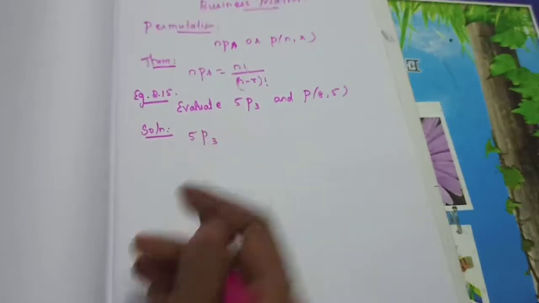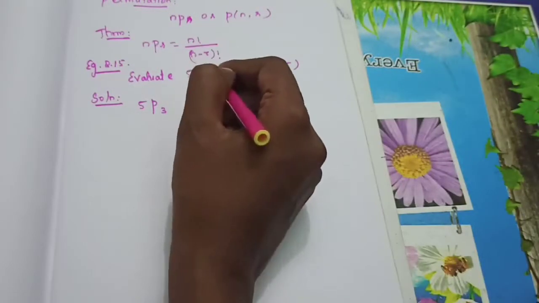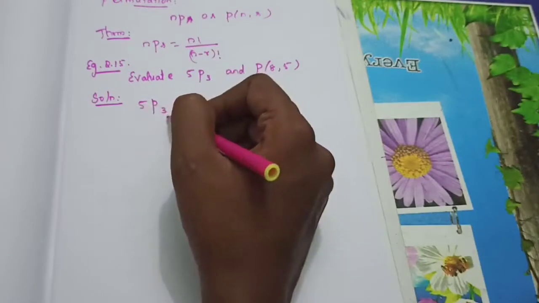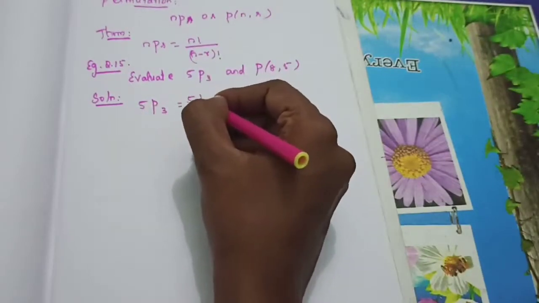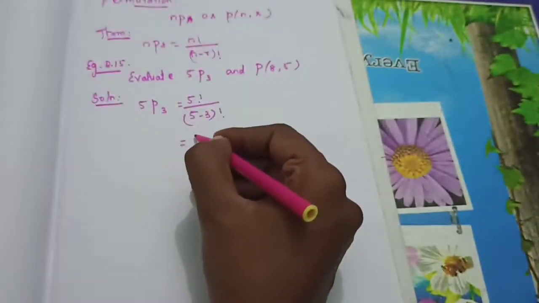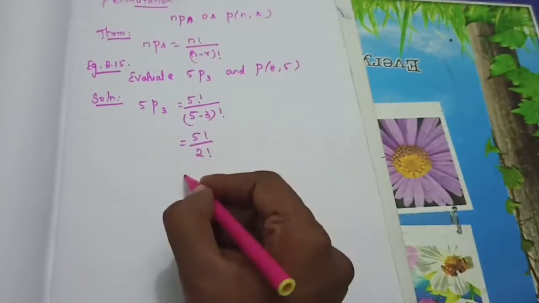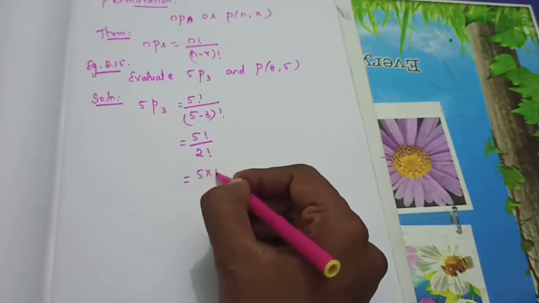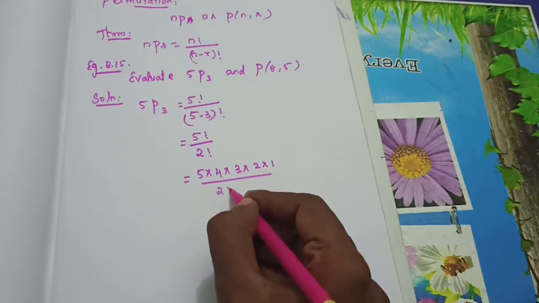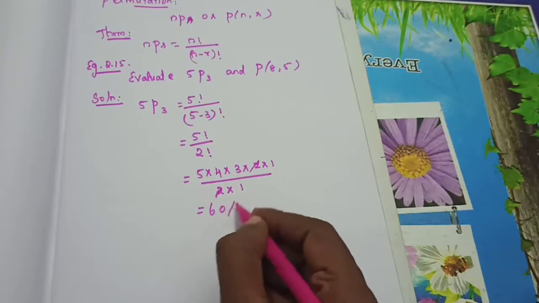First, shall we find 5P3? What's the formula for nPr? n factorial divided by (n minus r) the whole factorial. Here what's the n value? 5. r is 3. Substituting, 5 factorial divided by (5 minus 3) whole factorial, that equals 5 factorial divided by 2 factorial. How will you write 5 factorial? 5 into 4 into 3 into 2 into 1, divided by 2 into 1. This and this get cancelled. So what's the balance? 20 into 3, 60. The answer is 60.